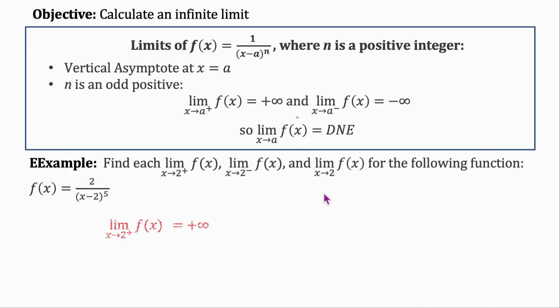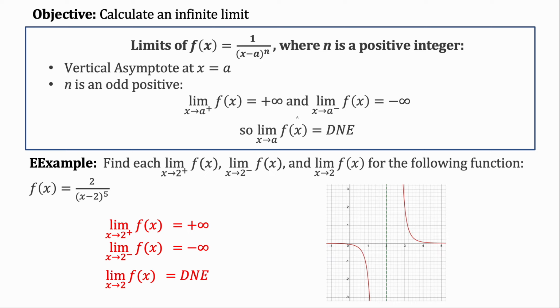So we should expect that as we approach 2 from the right, we should go up to positive infinity. From the left, we should go down to negative infinity, which would make the limit as x approaches 2 of our function not exist. And we can verify that if we see the graph. Here we have a vertical asymptote at 2. The right side is going upward as we approach that 2 value. The left side is going down.